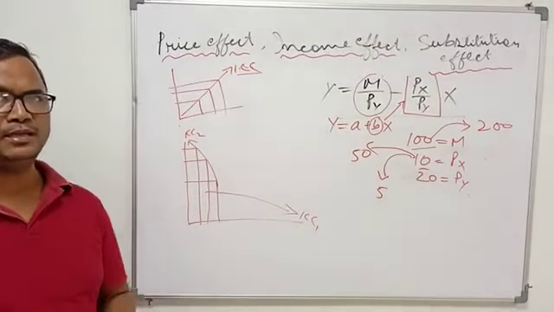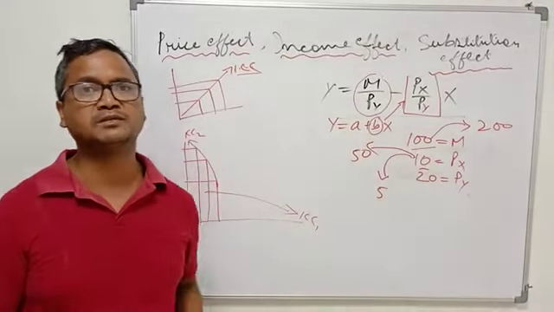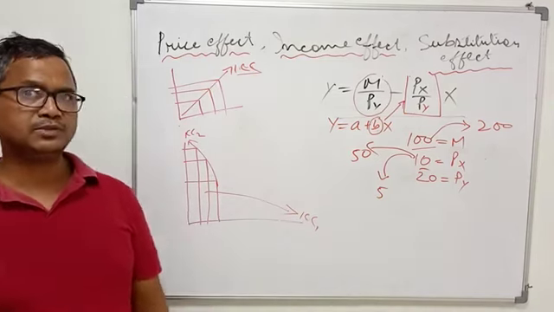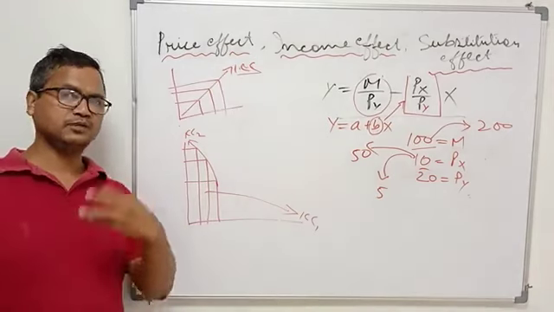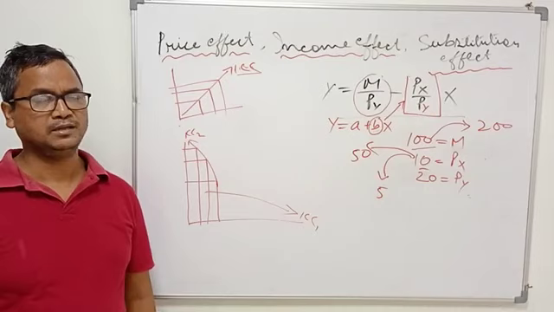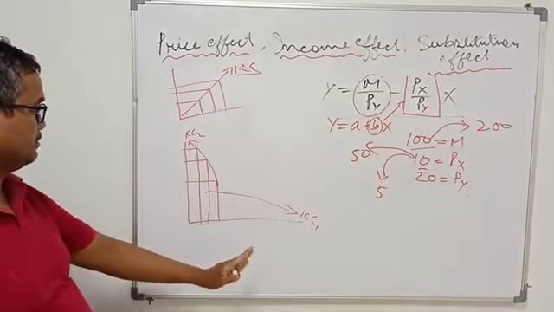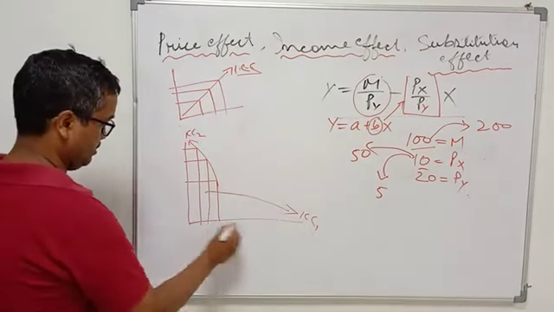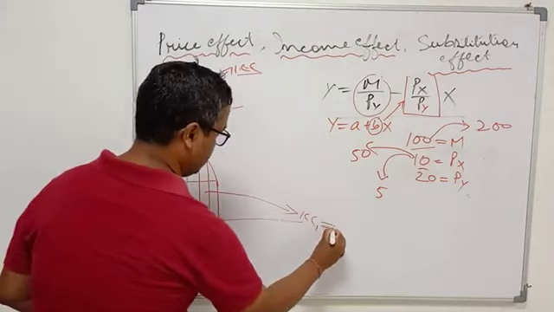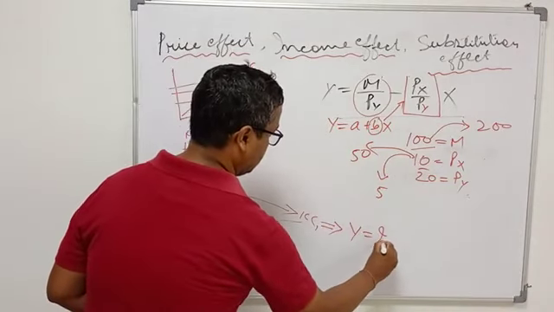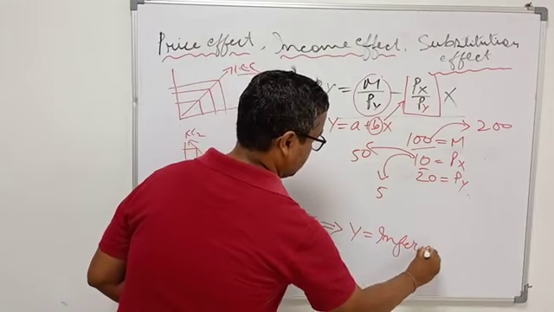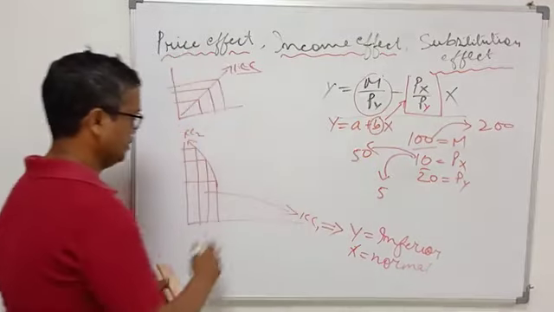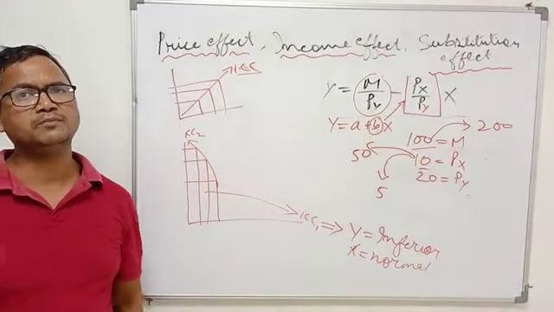Sometimes it happens. Normally, there is a positive relationship between income and consumption of goods or demand of goods and services. But if the good or service is inferior, then with the increase in your income level, you are going to reduce the consumption of that good. So sometimes Y good may be inferior good, sometimes X good may be inferior good. In this case, if this is the ICC, Y is an inferior good, and X is a normal good, because with the increase in your income, you are consuming more of X good.